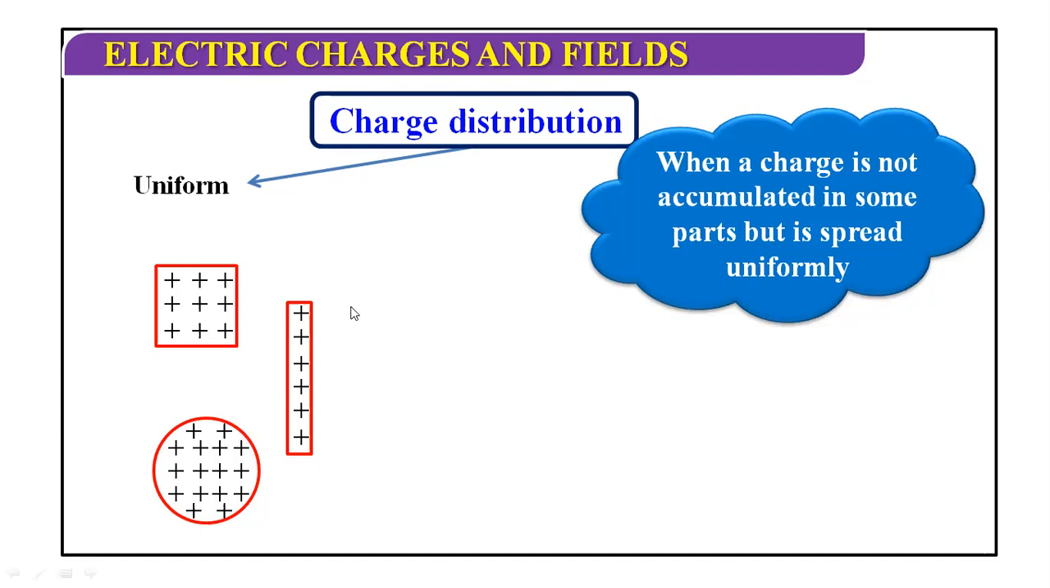Similarly, if you take a rod, uniformly all the positive charges, equidistant from each other, are placed on this rod. So this is another example of a uniform charge distribution.